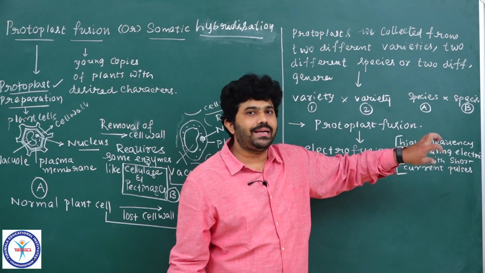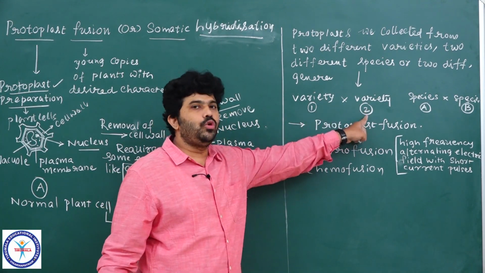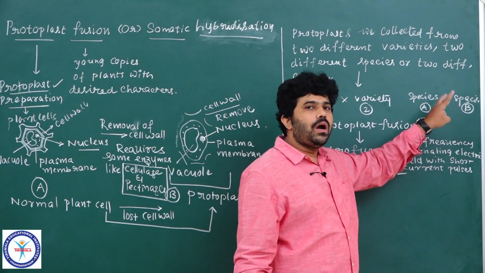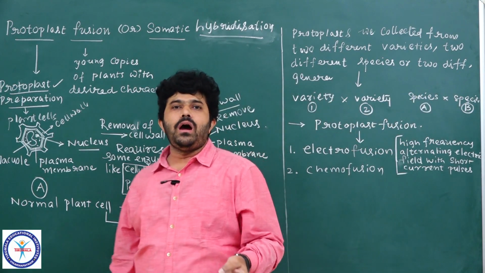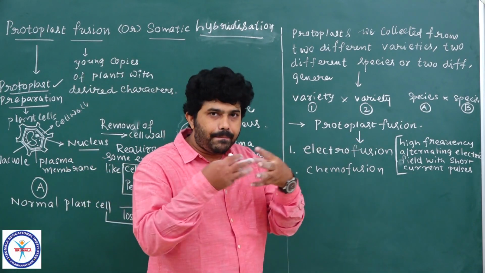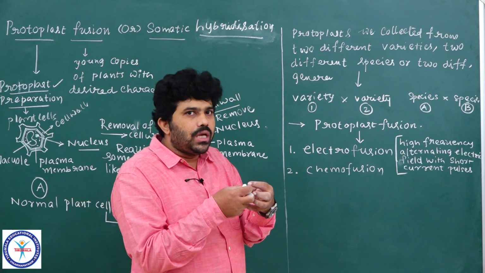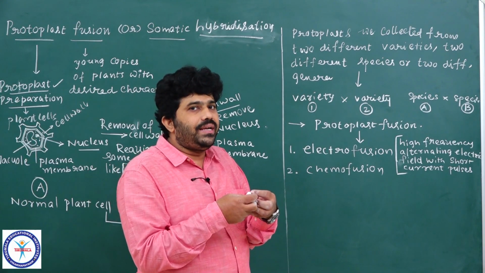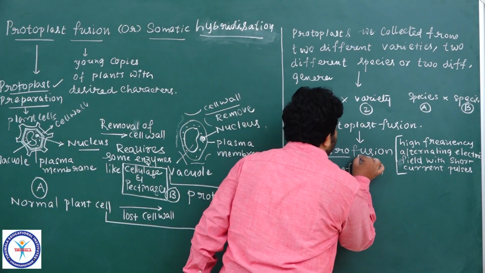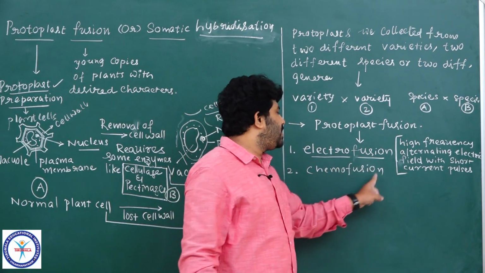Some electric charges, and electrically some artificial climatic conditions are provided to the two protoplasts, whatever they may be, taken from two different varieties, or from plants of two different species, or of two different genera. Whatever protoplasts we made, we are trying to fuse, combine, or mix them. Understood, students? So to fuse these two genetically different and diversified protoplasts, we provide some artificial conditions. In that, two are there. The first one is electrofusion and the second one is chemofusion.